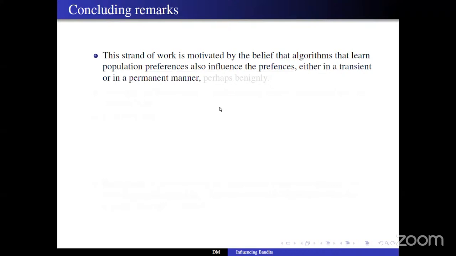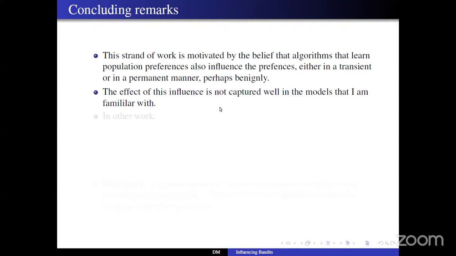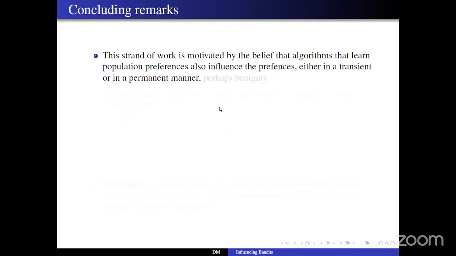In the example that I showed you, it was not benign. The objective was to influence, but in practice, it could be benign. It could be just that the recommender is doing something to explain or to show something to the user. The user is getting influenced, but how that influence is manifesting is not being captured by the recommendation system's algorithm. That is possible.